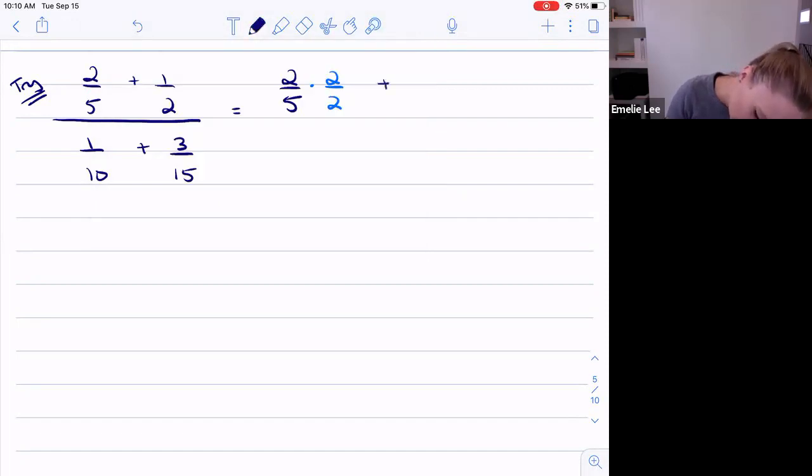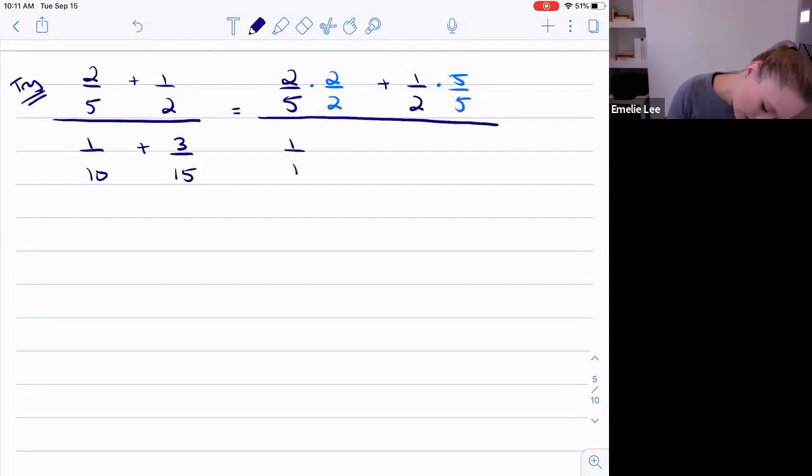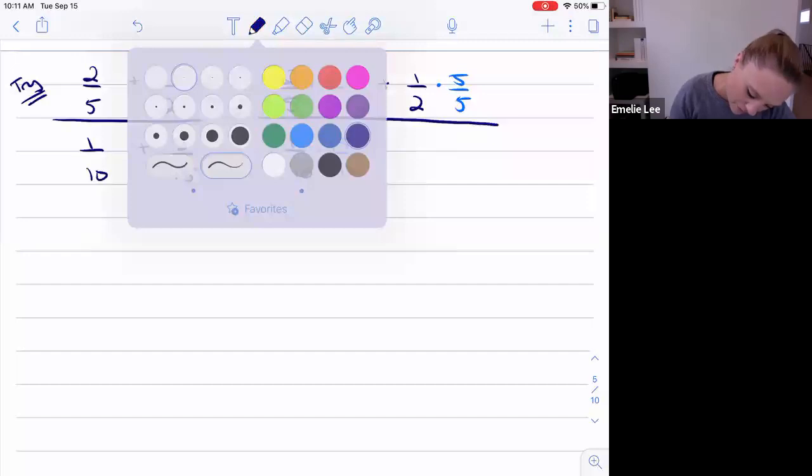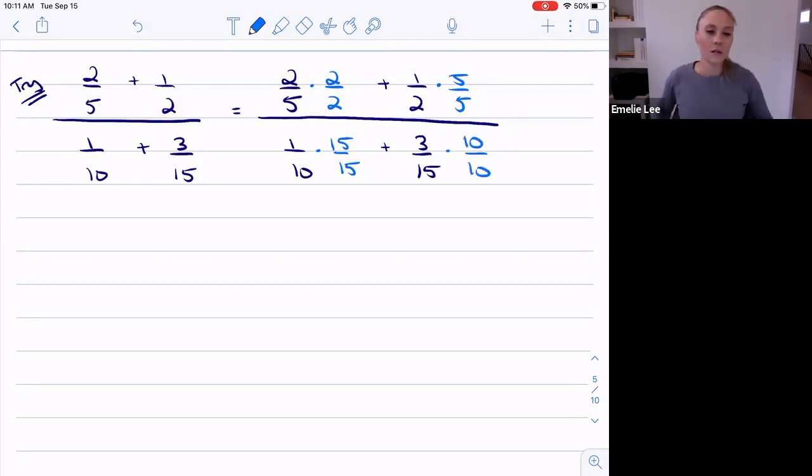So plus 1 over 2 times 5 over 5, like we just said. Keeping my nice long divisor, then I have 1 over 10. And when I look over here to the second term, the denominator is 15. So that's what I'm going to multiply by over here, 15 over 15, right? Multiplying by 1. Plus 3 over 15, and doing the same thing, but looking at the first term, I've got 10 in the denominator, so times 10 over 10.